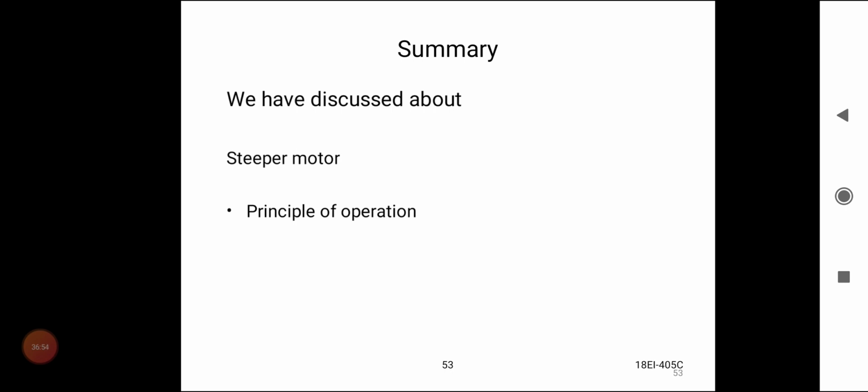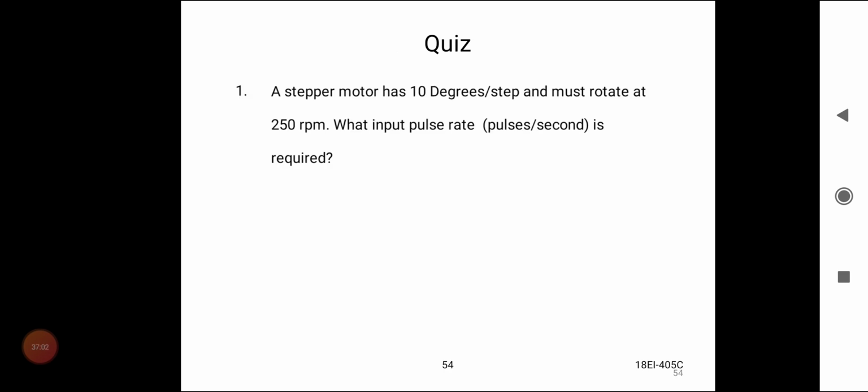Summary: we have discussed the stepper motor, principle of operation, advantages, disadvantages. Quiz: a stepper motor has 10 degrees per step and must rotate at 250 rpm. What input pulse rate is required?